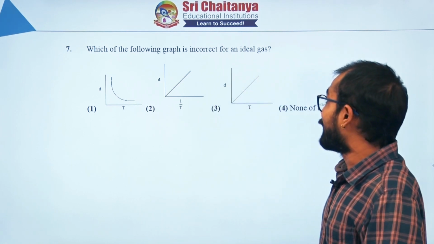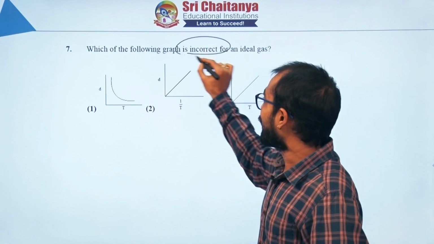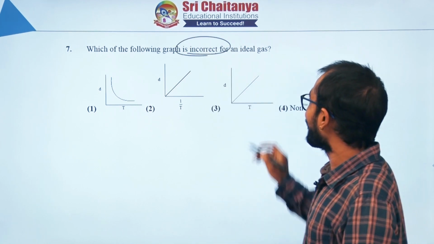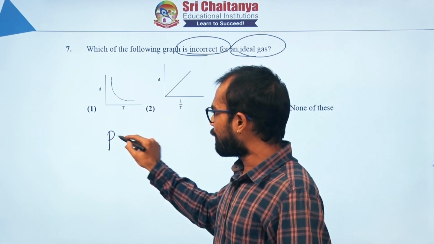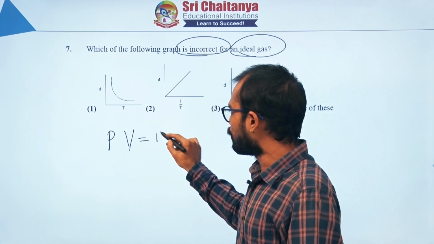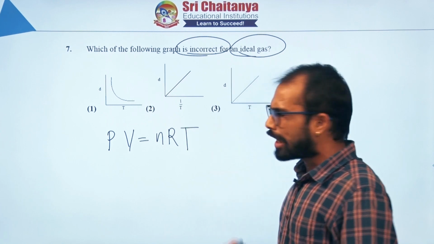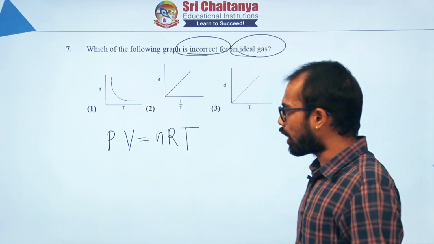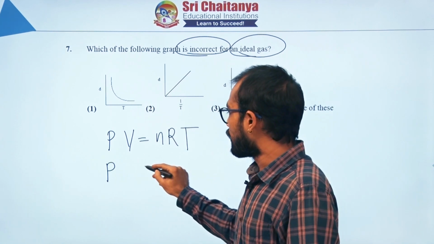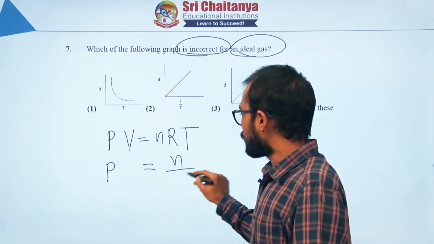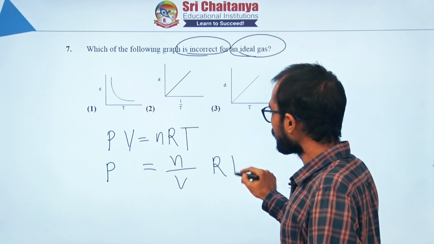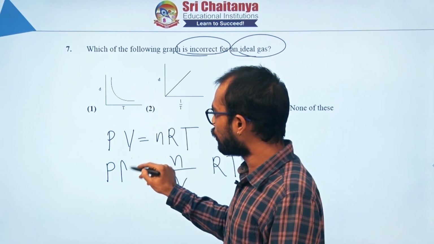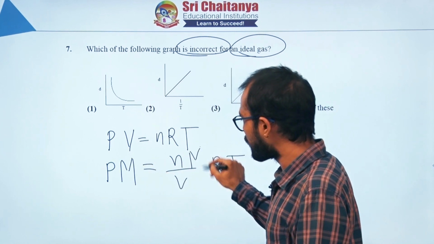So again they are asking for the incorrect one, so please mind the keyword, that is incorrect, and they are asking for an ideal gas, and for an ideal gas we know PV is equal to nRT. Now people, let us do a little bit of math on it. If I change the V, that is I take the V to the right hand side and I multiply both sides by the molar mass. This capital M is molar mass.